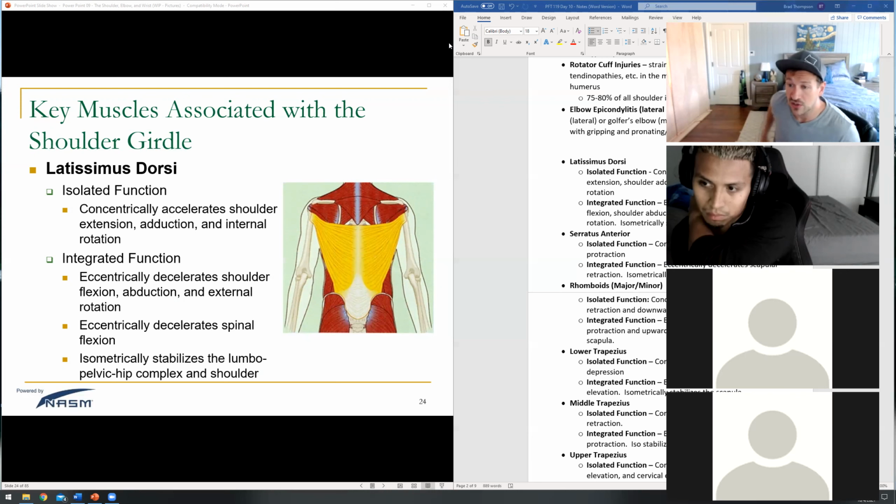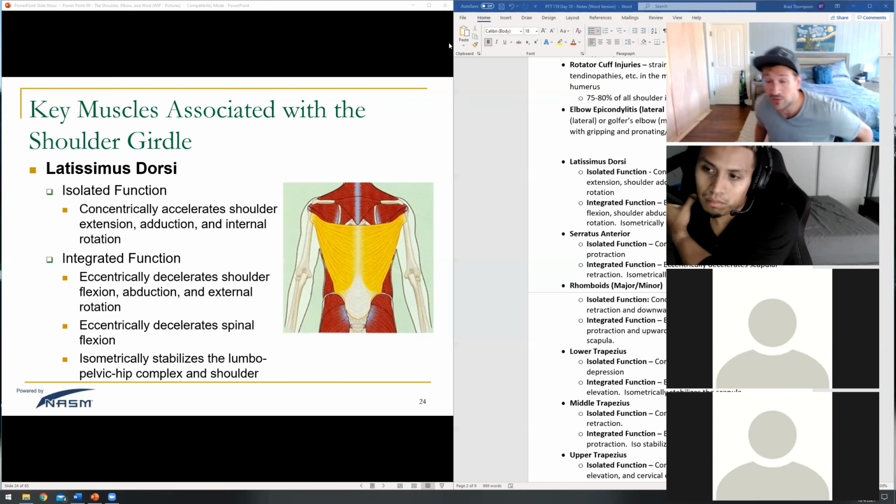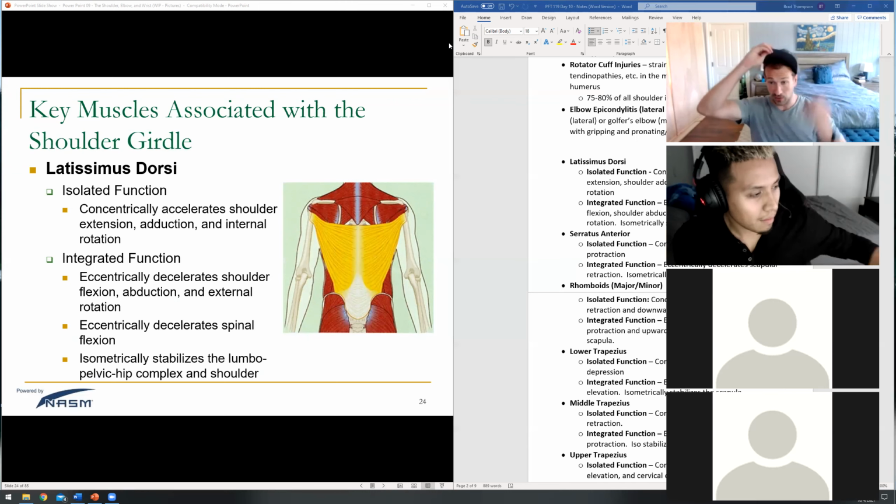So there's a little bit of a difference. That's where we have to sort of modify our assessment sometimes when it doesn't give us a super clear answer.